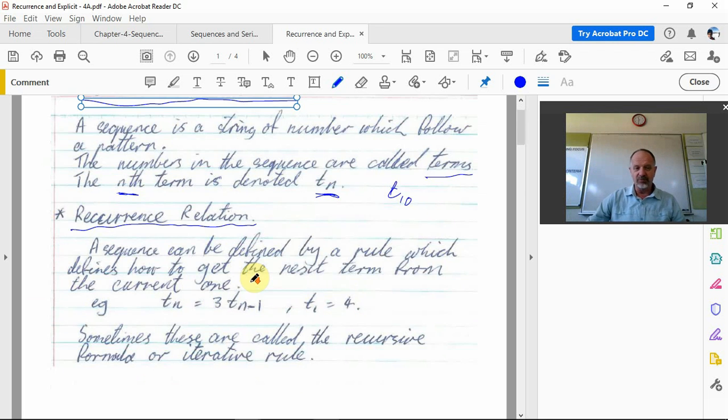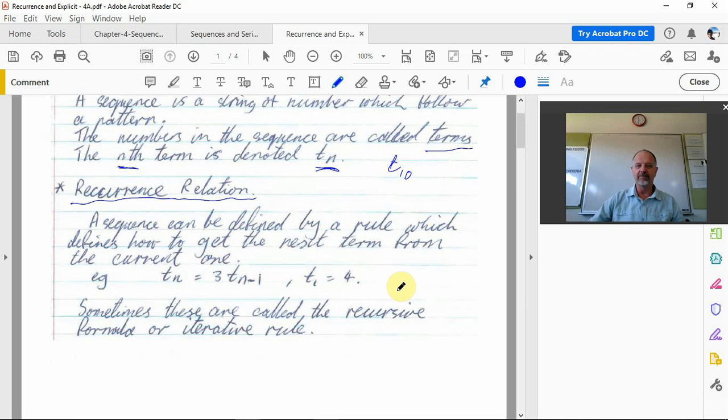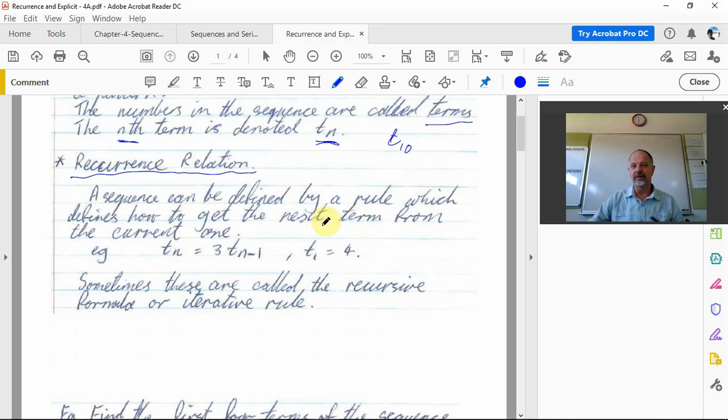So here's an example of one. The nth term is 3 times the (n minus 1)th term. So the nth term is 3 times the term before it, and term 1 equals 4. You're going to need to know how to get from one term to the next, but also you're going to need to know where to start.